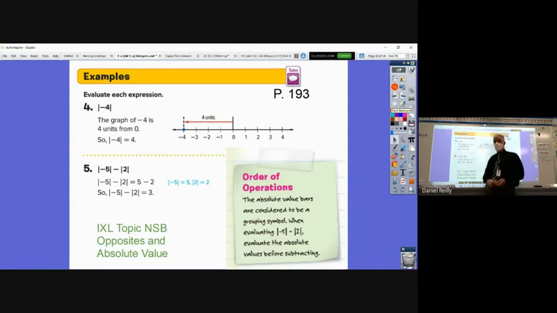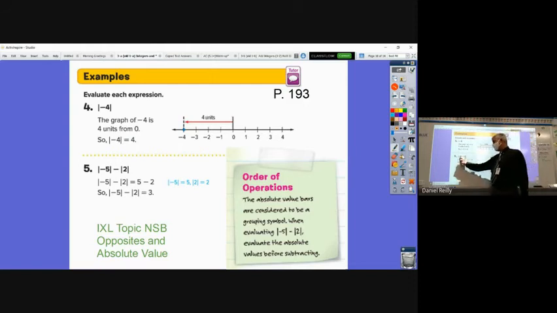-4 is 4 units away from zero, so the answer is 4. You do not have to show any work for these. Okay, no work for this type. But if there's multiple things happening, like an order of operations kind of problem, then you have to show at least the steps of getting rid of the absolute value signs.